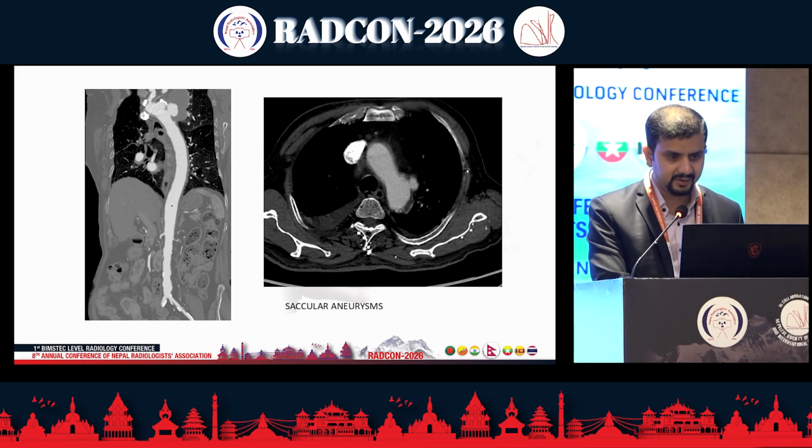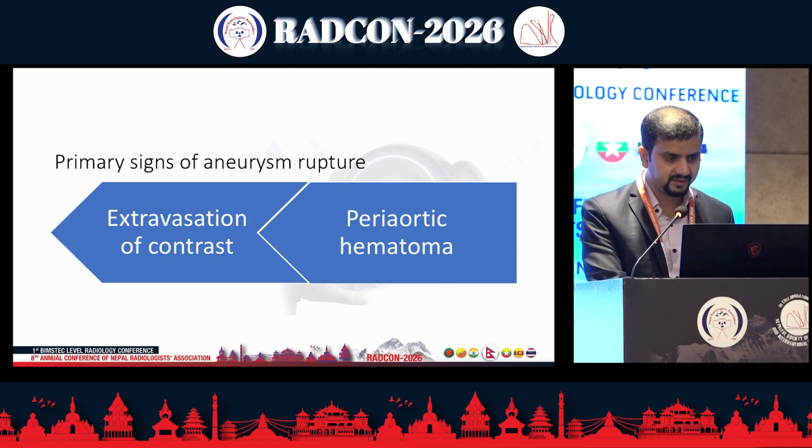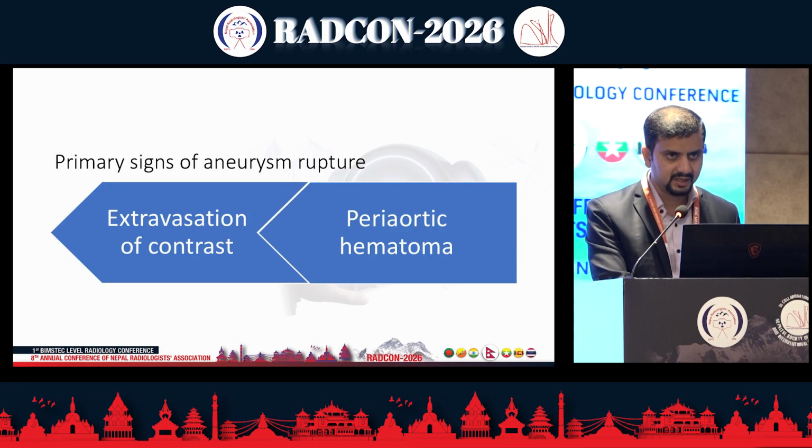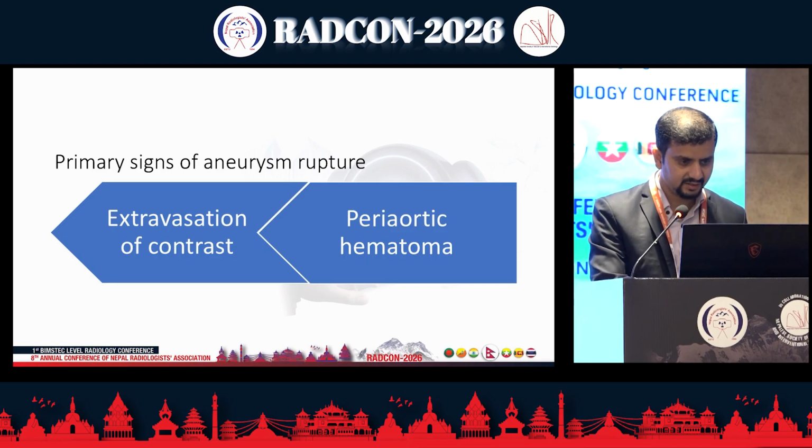So what are the signs when the aneurysm ruptures? The primary signs are extravasation of the contrast and the periaortic hematoma. As we can see in this case of an abdominal aortic aneurysm, there is a large retroperitoneal hematoma adjacent to it. So it is the primary sign.